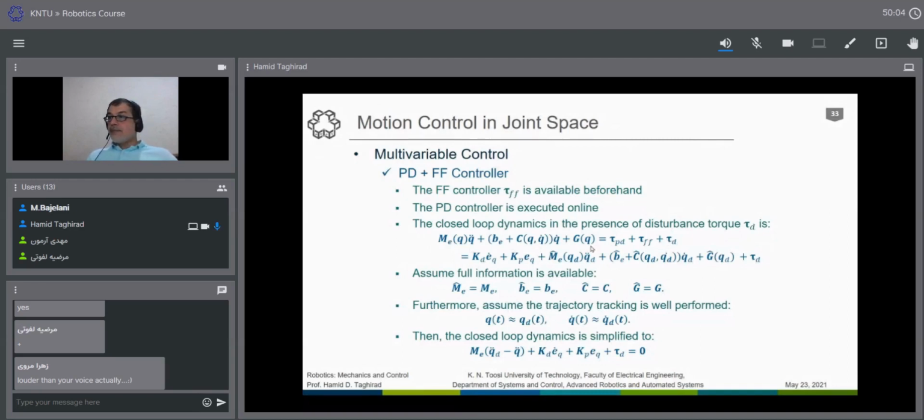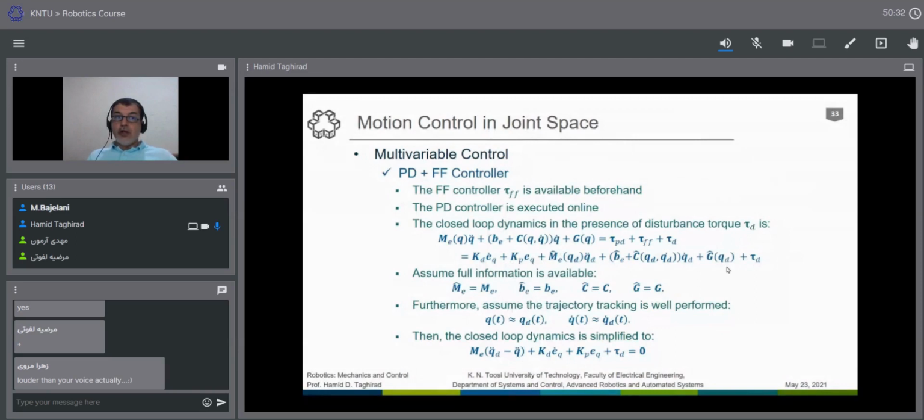Now if you look at that, we can just write everything here. Tau PD was these two terms. Tau FF is these three terms. And tau desired is in here. So now we have a long dynamic equation. Multivariable and dynamic.